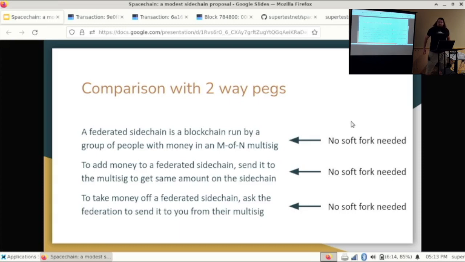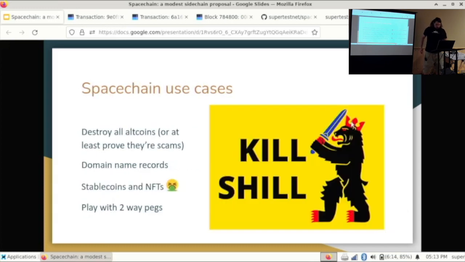Maybe I'm overcomplicating the plot, but couldn't you do taproot and do a threshold Schnorr signature, so instead of doing the multi-sig you just have better privacy? Yeah, so the question was, could you use a MuSig threshold signature with Schnorr to create a federation and run a space chain that way? Yes, you can. It's the same security model as a multisig, though. It's just a different technique for doing multisigs. And it has better privacy.